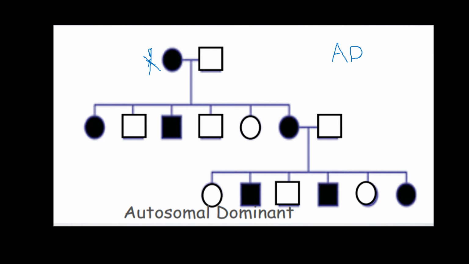Now, the rules for autosomal dominant: there should be no skipping of generation firstly, and equal frequency, both males and females are affected. So, when one parent is affected, at least 50% of the offspring will be affected. So, both the rules are being satisfied, then we confirm that it is an autosomal dominant disease.